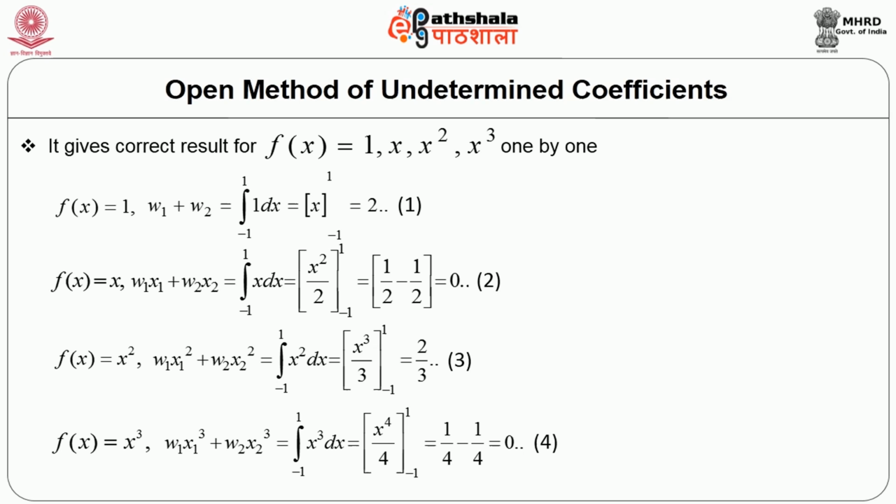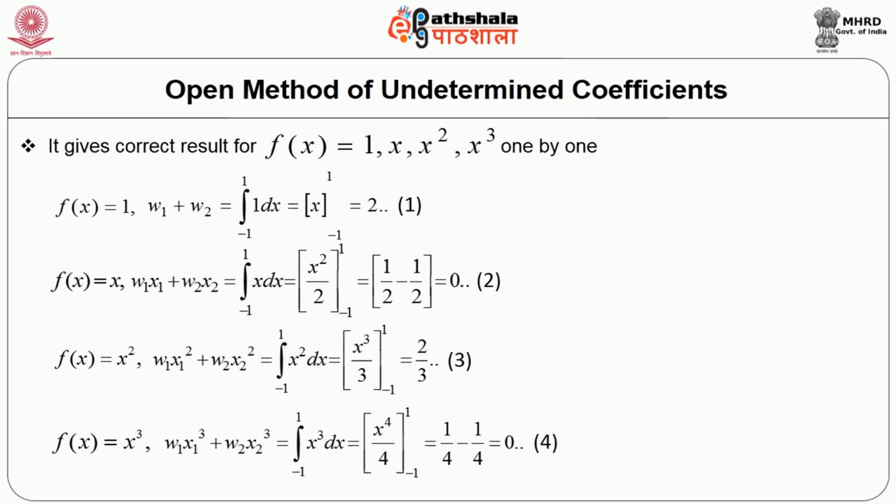The right side is W1 into f at x1, which is x1, and f at the point x2 is x2. So, we get W1 x1 plus W2 x2 is 0. This is the second equation. Thirdly, we put f(x) equal to x square. When we put f(x) equal to x square, the right side becomes W1 x1 square plus W2 x2 square. The integral of x square is x cube by 3. So, we get the value from minus 1 to 1 of x cube by 3, which becomes 1 by 3 minus minus 1 by 3. So, we get the value 2 by 3.